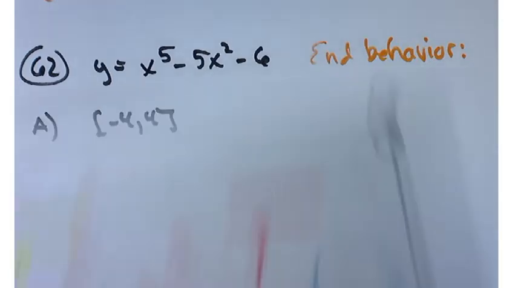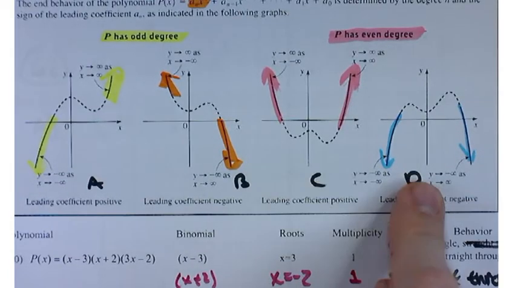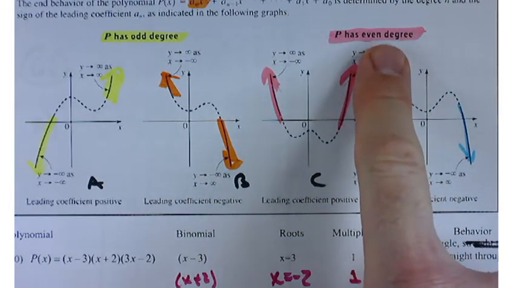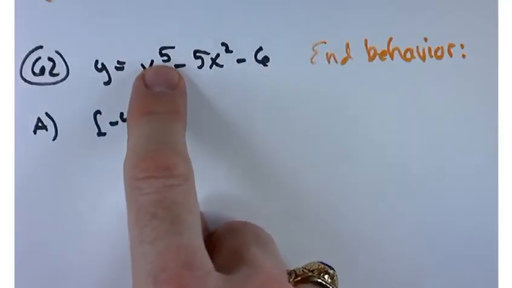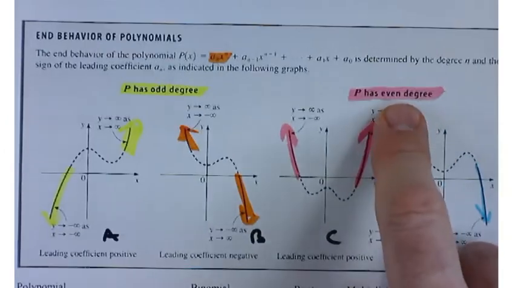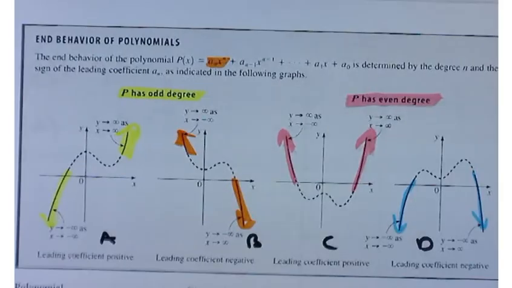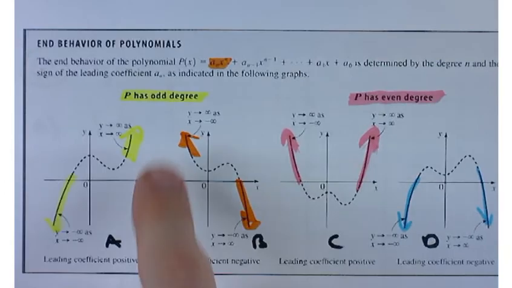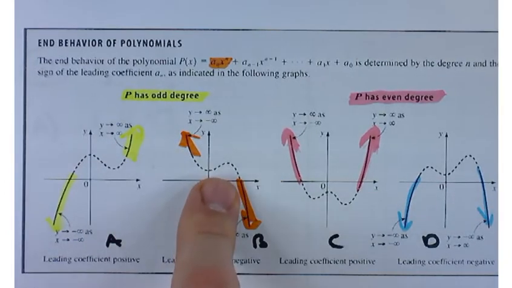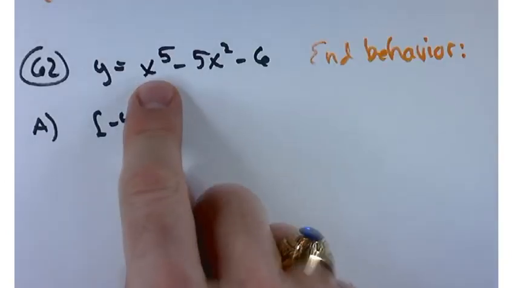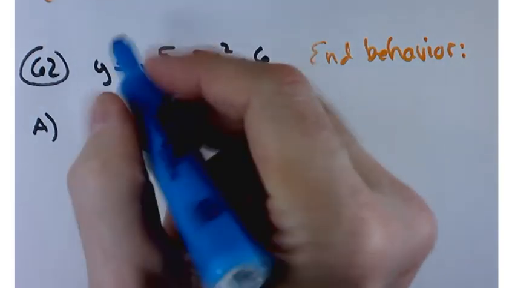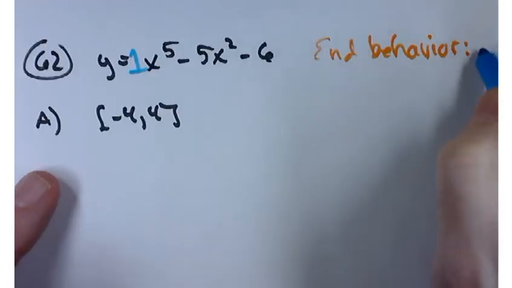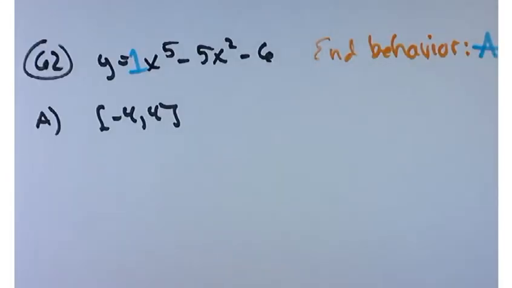Well, let's see. How come I can eliminate C and D from the end behavior possibilities for this one? So the degree was 5. Yeah, the degree is odd, right? So we can eliminate these two. It's not C or D. So what is it? Well, it's either A or B. The leading coefficient, even though it's not really written, it's understood to be 1, which is positive. So the end behavior has to be A. Nice.